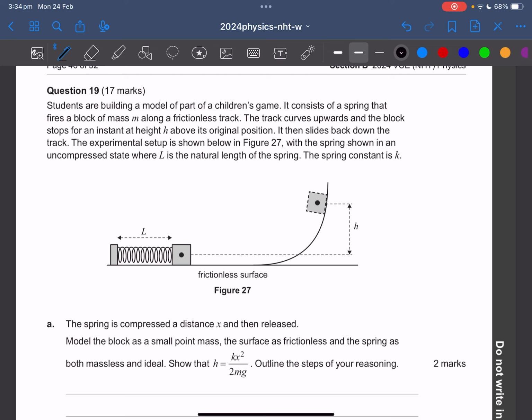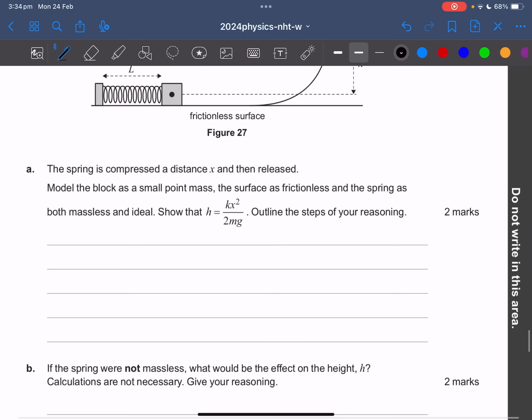The experimental setup is shown below in figure 27, with the spring shown in an uncompressed state, where L is the natural length of the spring. The spring constant is K. The spring is compressed a distance x and then released. Model the block as a small point mass, the surface as frictionless, and the spring as both massless and ideal.